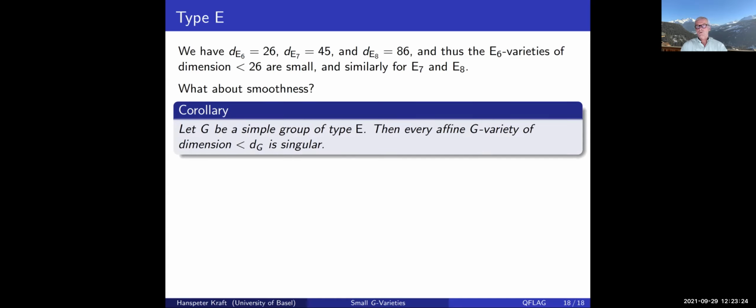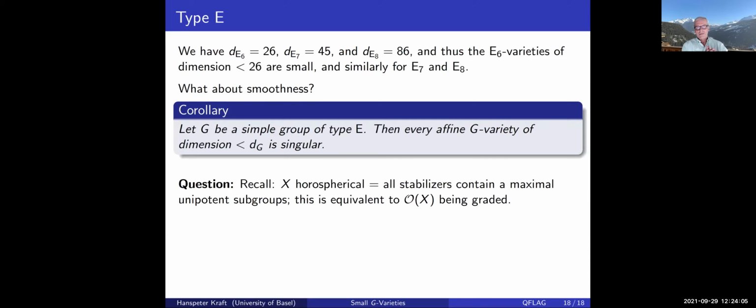Let G be a simple group of type E. Every affine G variety of dimension less than dg is singular. No smooth E type of smaller dimension. There are many non-closed orbits of this dimension. I mean, an orbit is always smooth, but we are thinking about affine. And these orbits do not show up in dimension less than dg. They are not closed. Whenever you close it, you get singular points. So there's no way to find anything smooth.